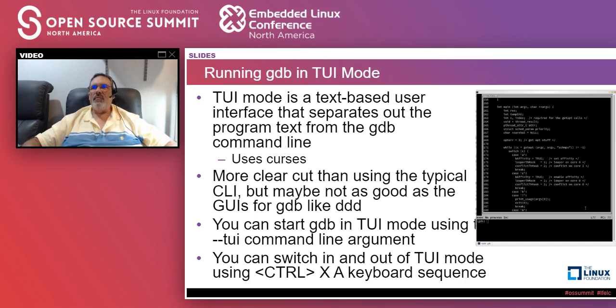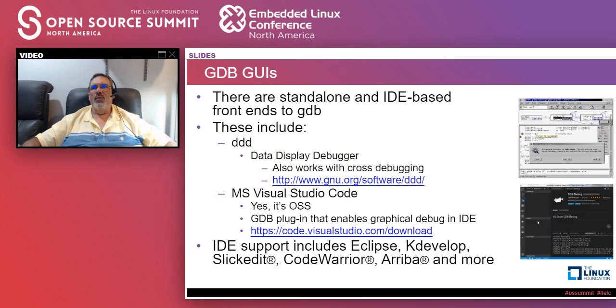Now, as we move forward, we start looking at full-up GUIs. There are a lot of standalone IDE-based front ends for GDB. The one that is the official supported front end is the Data Display Debugger, or DDD. You see a picture of that in the upper right-hand corner there. It is very much like TUI mode, except that it is an actual window that floats there, and you can move things around inside of it, and you can resize it.